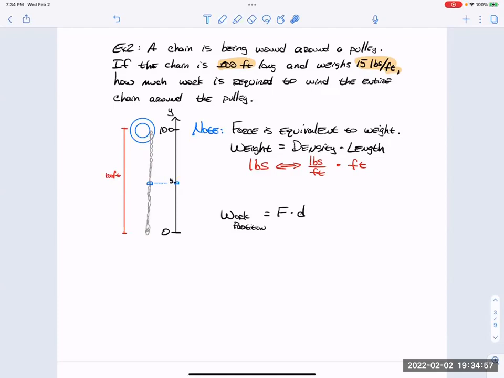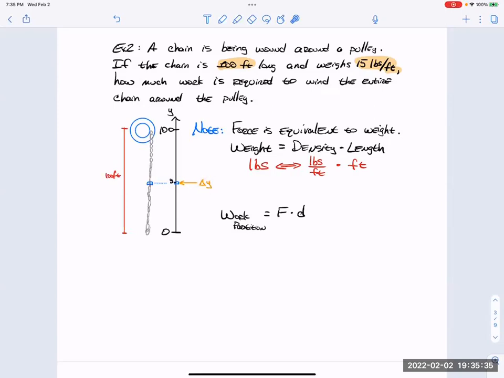So what we do is we say, okay, let's take a little section of this chain. Okay, we take a little section of the chain, and what we're saying here, what's the little length of this chain? Well, we're going to partition the y-axis. So if we look at this little section of chain, which I've drawn right here, its length will be delta y. And that's because this is our y-axis. So we take a little section of this chain, and we call it delta y.